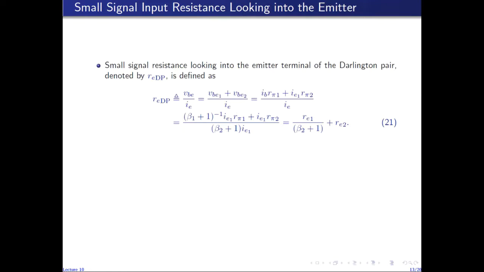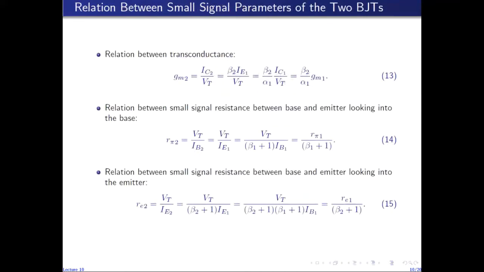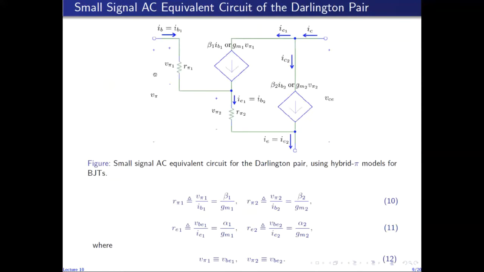Similarly, small signal resistance between base and emitter looking into the emitter terminal is represented by small re with an additional subscript of dp. And we define it as we define it for the transistor, as the ratio of base emitter voltage to the emitter current. So VBE is just another name for V pi. VBE is equal to VBE1 plus VBE2. VBE1 is IB1 R pi 1. VBE2 is IE1 R pi 2.